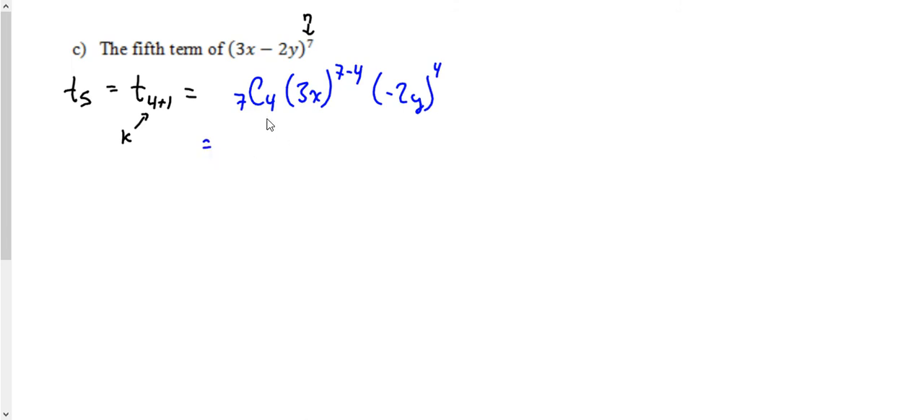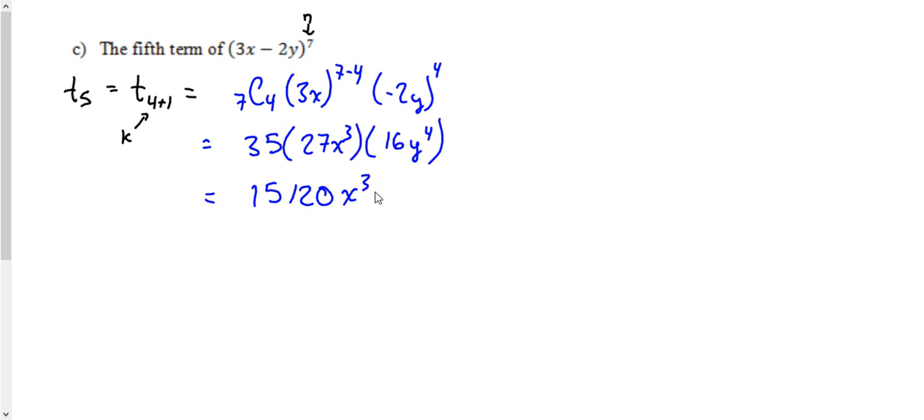Cleaning this up, this here on the outside is just 35. Here I'm going to leave this one in brackets just because we're doing a bit of extra work. It's going to be 27x cubed, because that's 7 minus 4 is 3, 3 cubed, and x cubed is 27x cubed. And over here, you're going to have 16, because that's negative 2 exponent 4 there, y to the exponent 4. Combining all our numbers by multiplying them all together, I end up with 15,120 x cubed y exponent 4. And that's it. That's our fifth term.